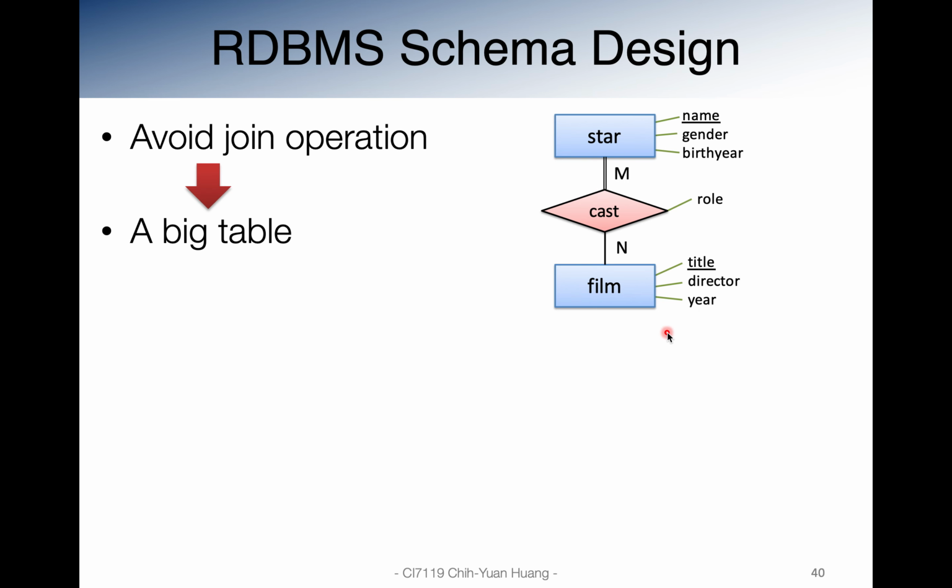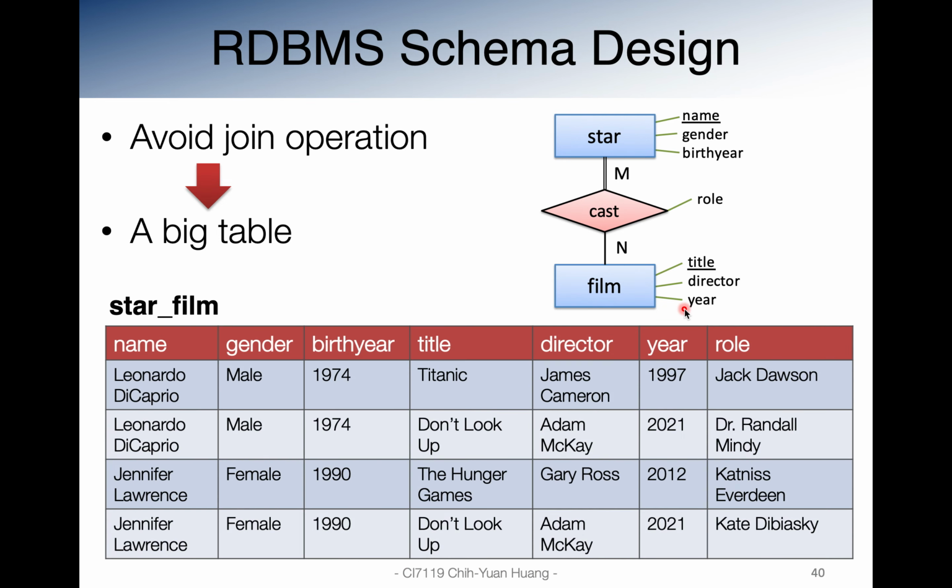So a big table means that if we want to avoid the join operation, then in this case all the information over here can be stored in one big table. So that big table could look like this. The name of that table we design as star_and_film.